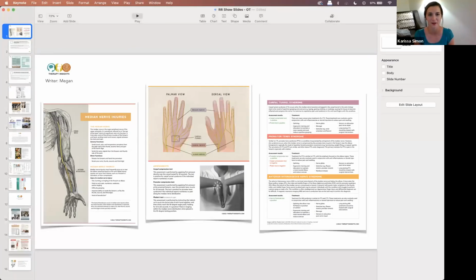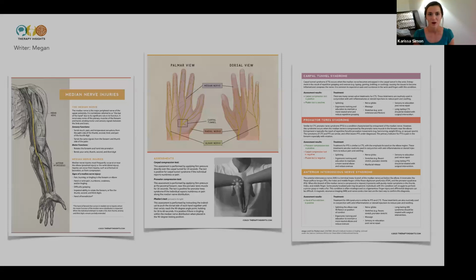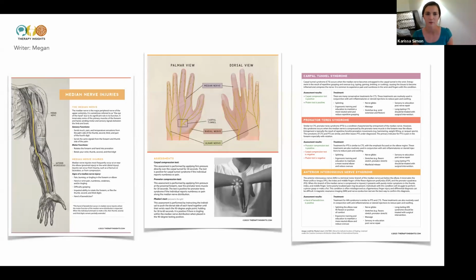Without further ado, we're going to dive right into our resources for this month. Our first one is called Median Nerve Injuries. It's 3 pages and has different graphics on there showing nerves. I'm going to turn it over to Megan to tell us a little more about this resource.